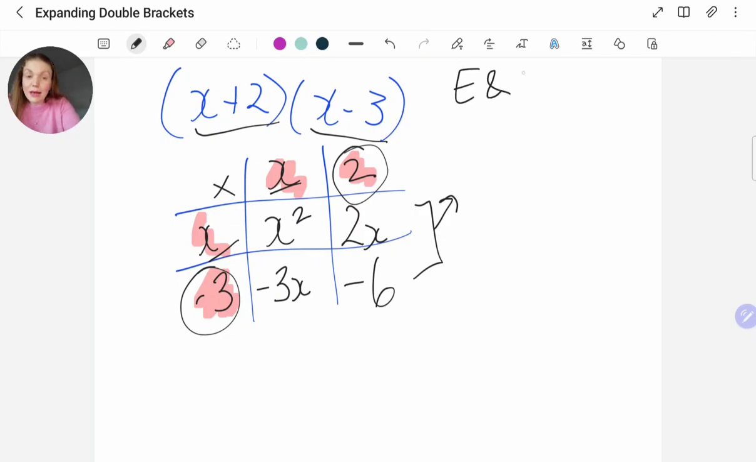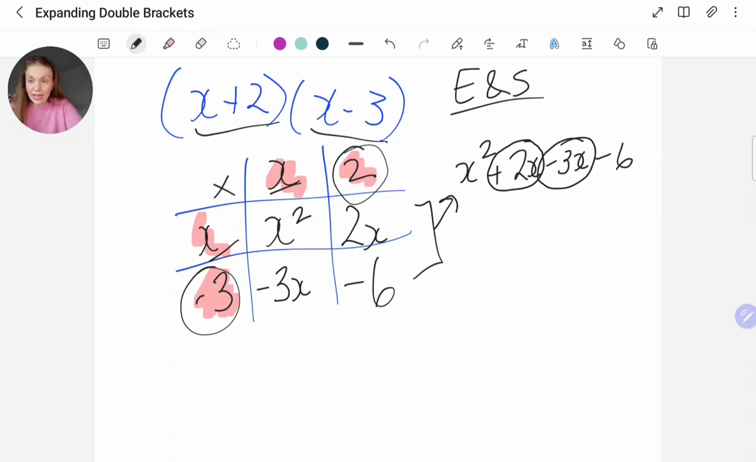You'll be asked to expand and simplify these. So x squared plus 2x minus 3x minus 6. That is the expanding done. Now we want to simplify. So group your like terms. Plus 2x minus 3x. So if you had 2 and you take away 3, you're going to get minus x. So x squared minus x minus 6. Okay, happy with that one?